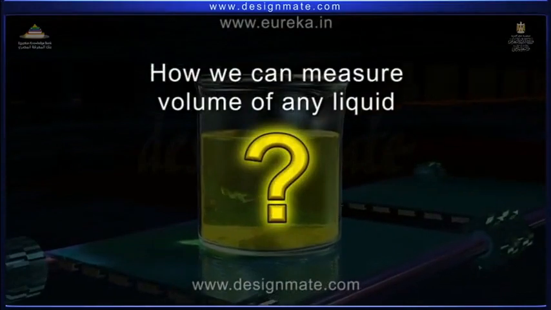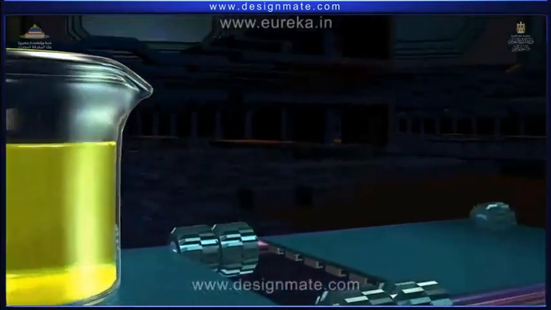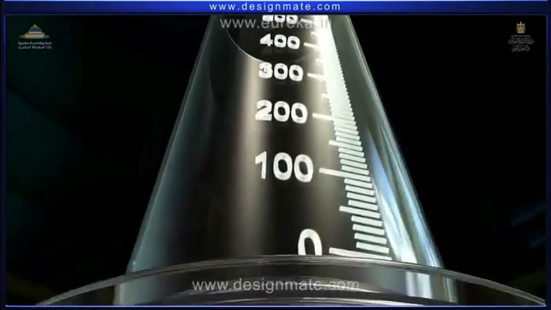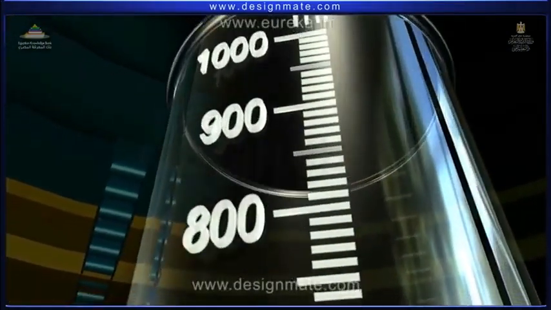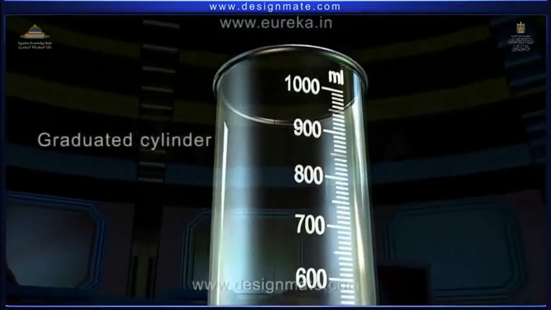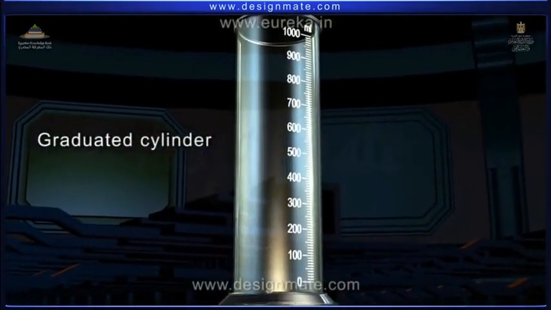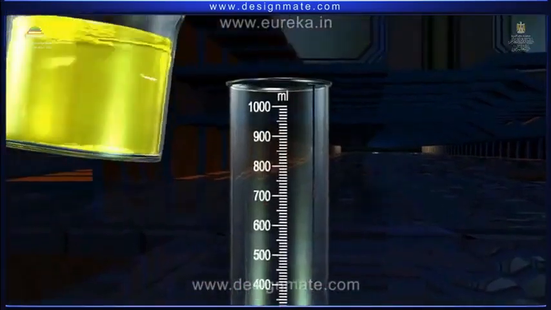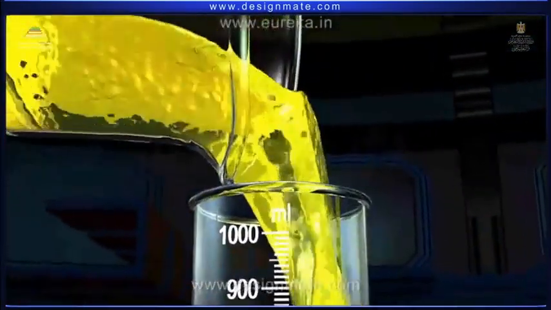Number one, estimating the volume of an amount of liquid. How do you measure an amount of liquid? Let's say the liquid we have is water. A: pour an amount of water or any liquid into a graduated cylinder. B: record the reading of the cylinder at the lower point of the water surface.